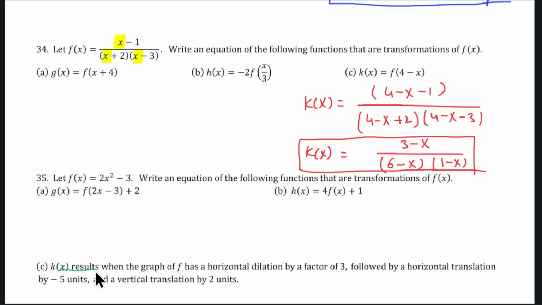All right, so k of x results when a function f has a horizontal dilation by a factor of 3. My recommendation is don't play around with the function directly. Write your answer in terms of f and then do it.